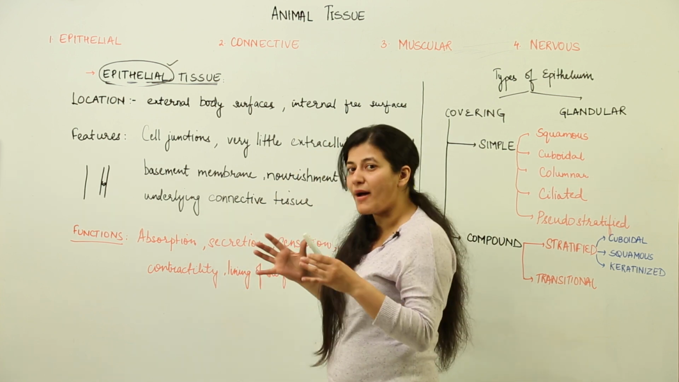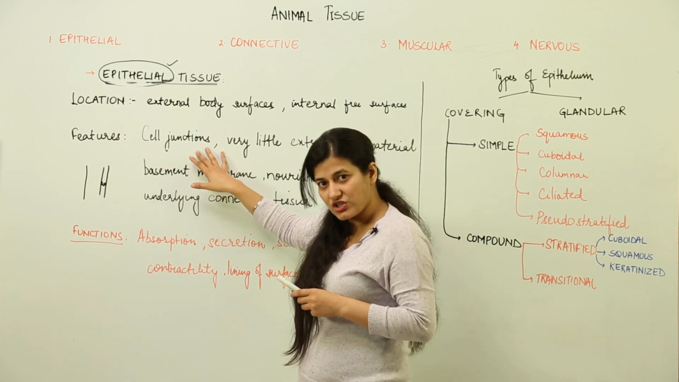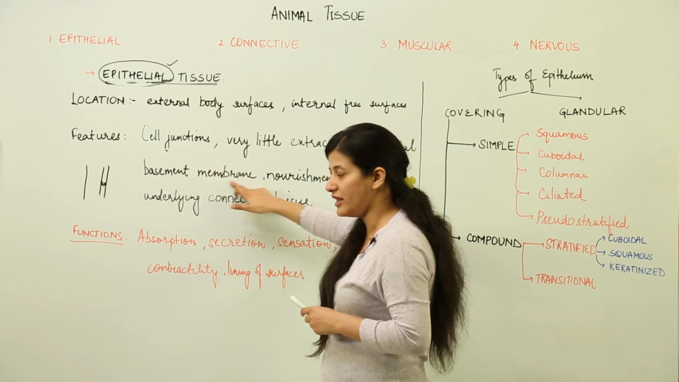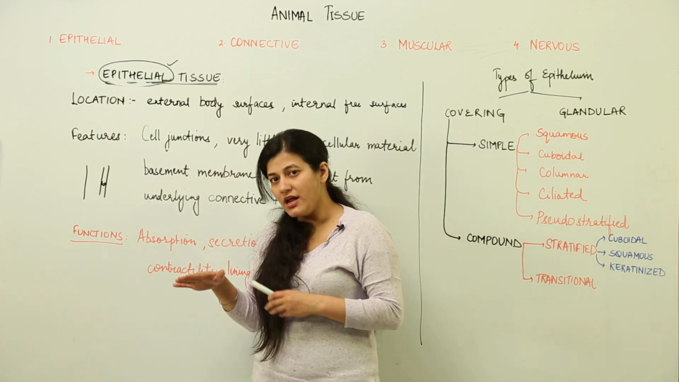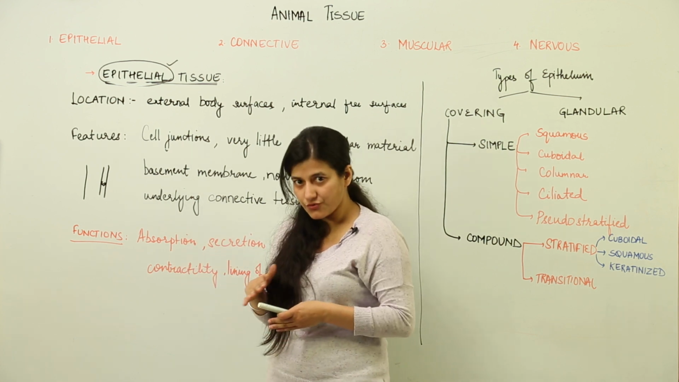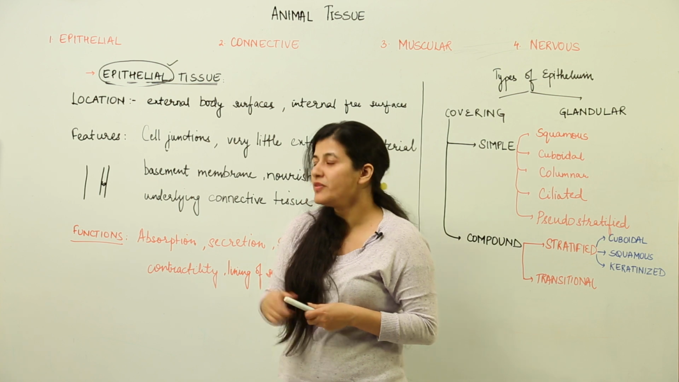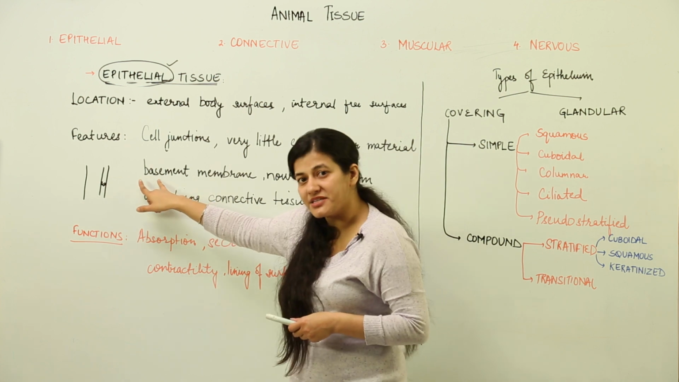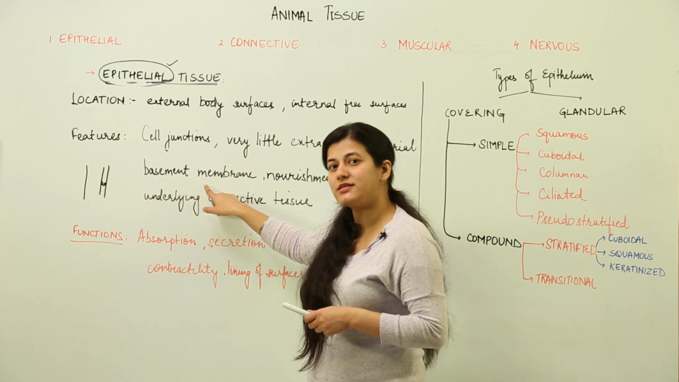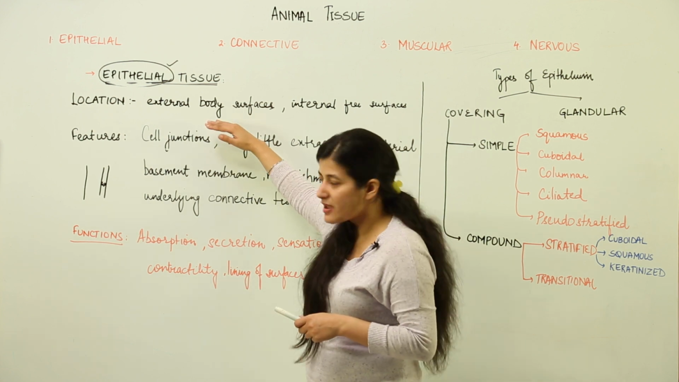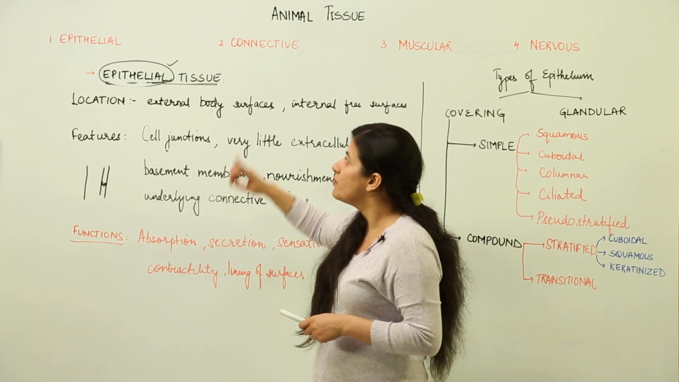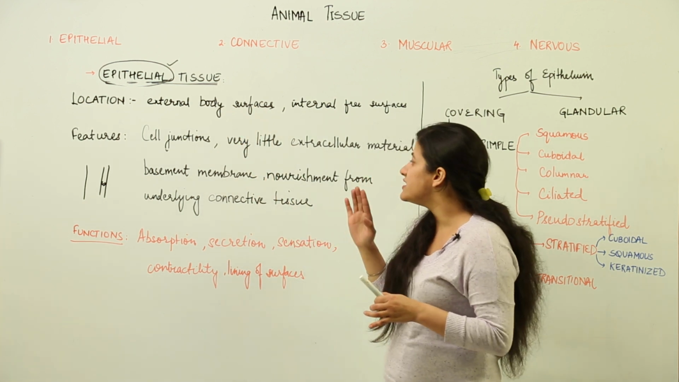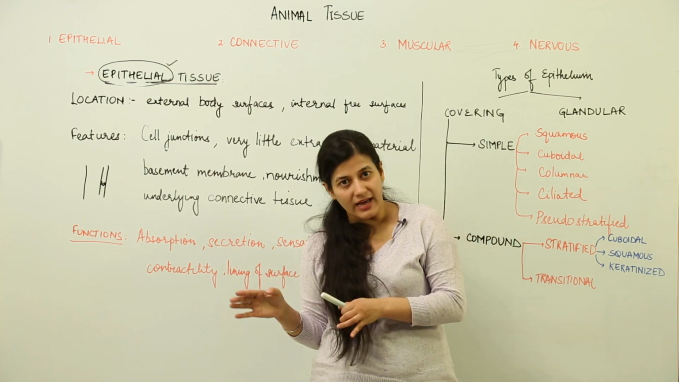So all the cells are packed together with proper cell junctions, and all these cells are arranged like a wreath on a basement membrane. The basement membrane is non-cellular. It separates the epithelial tissue from the underlying connective tissue which provides nourishment to the epithelial tissue. Do pay attention, I am repeating, the basement membrane separates the underlying connective tissue from the epithelial tissue, and that connective tissue provides nourishment to the epithelial tissue because epithelial tissue does not have any blood supply.